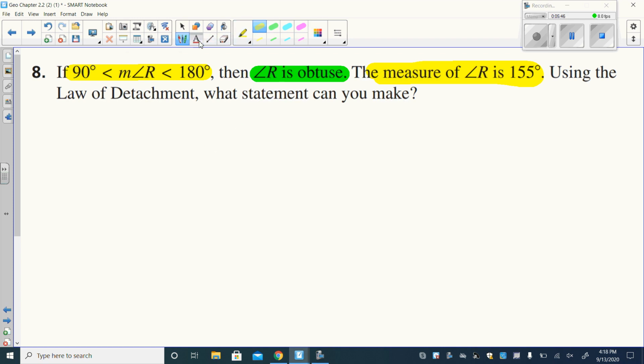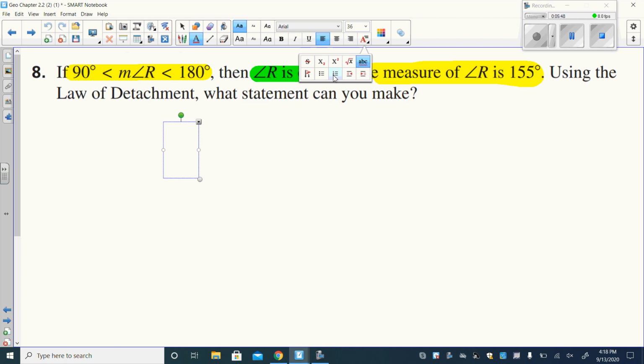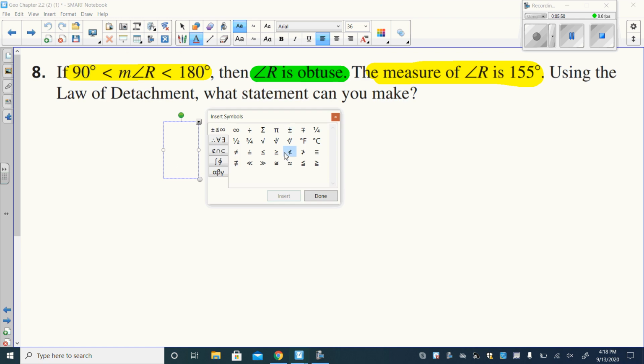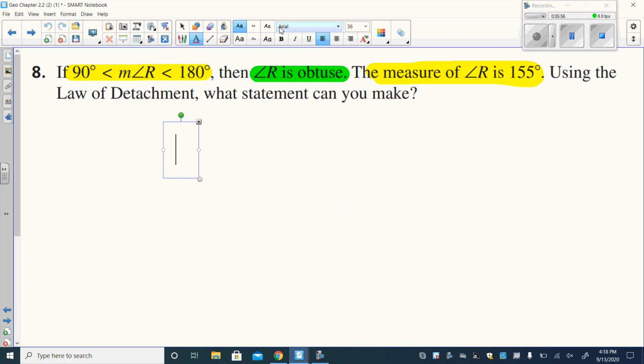So, get my special characters out. See if it has it. Doesn't look like it. None. I'll just make one.